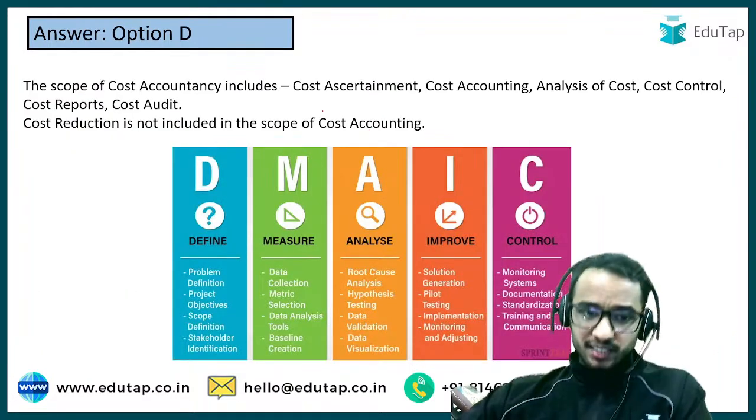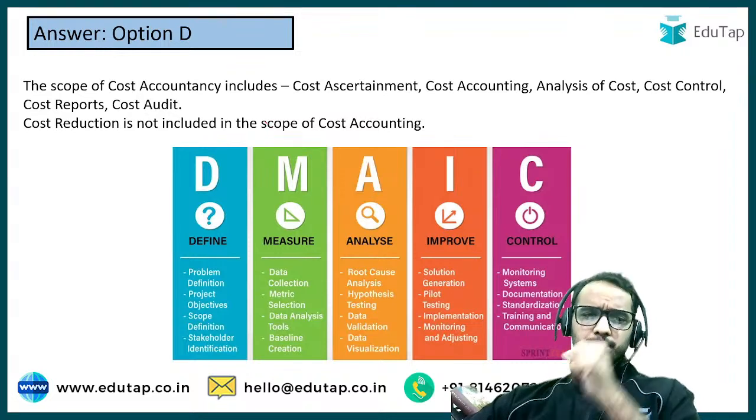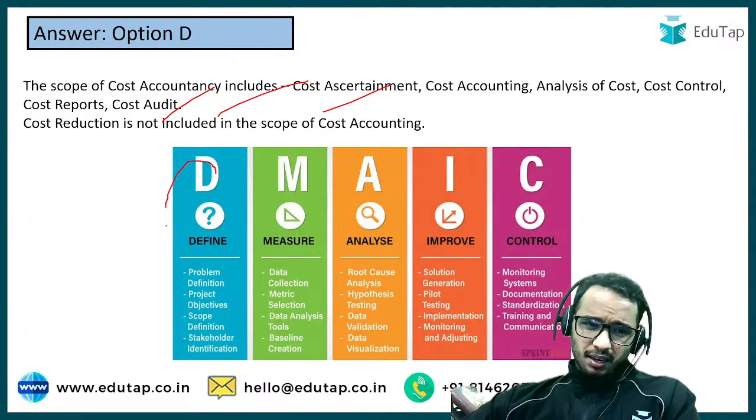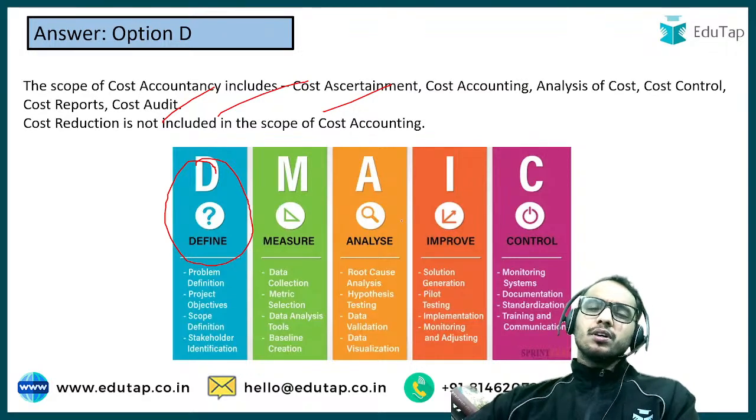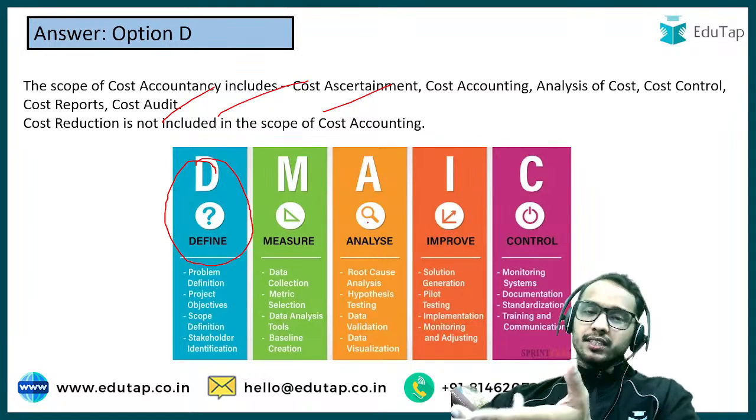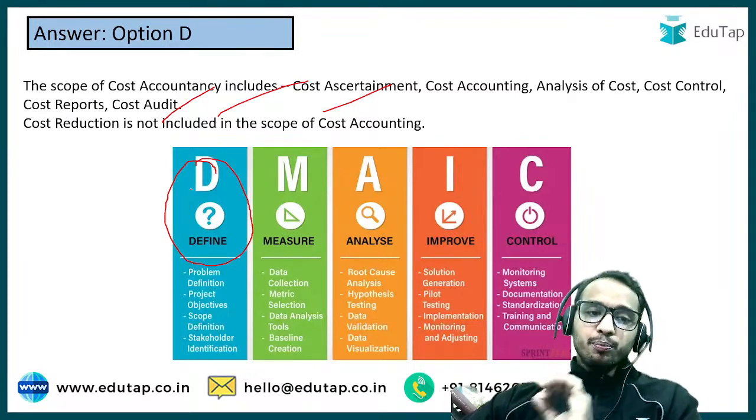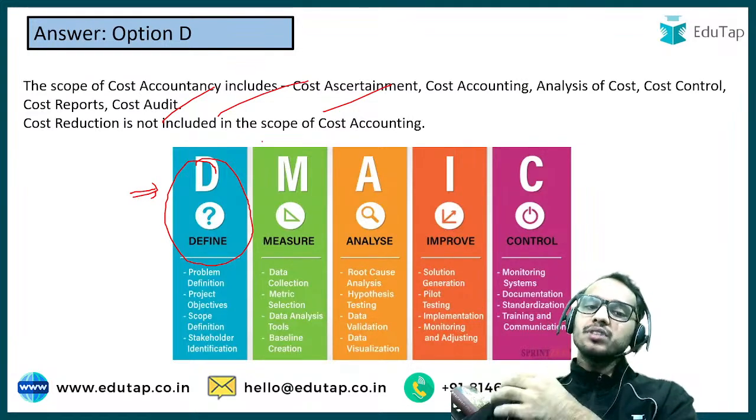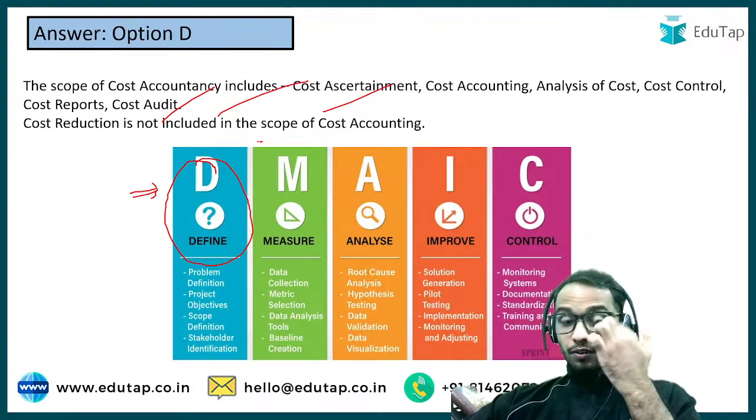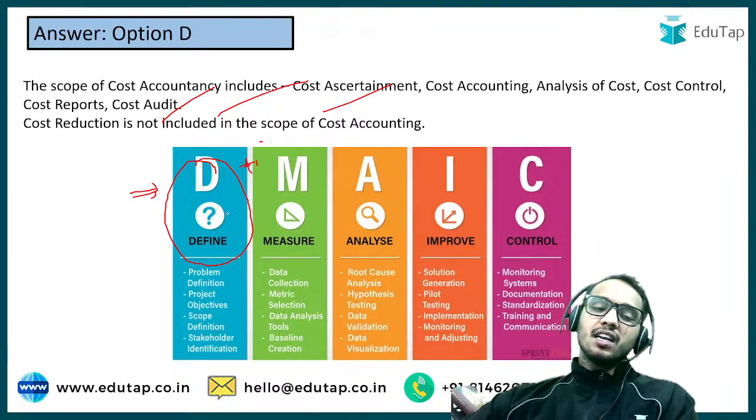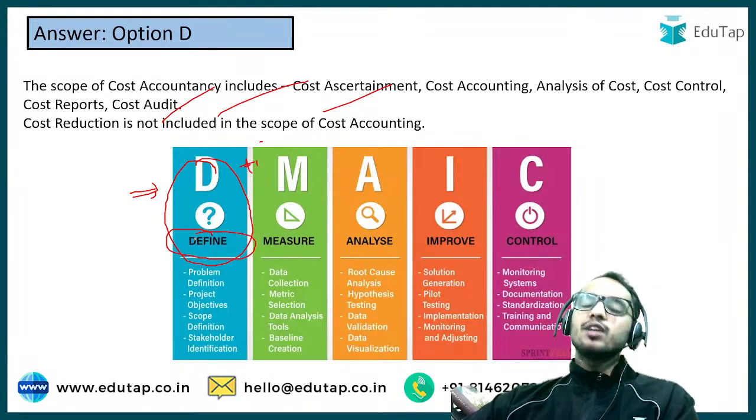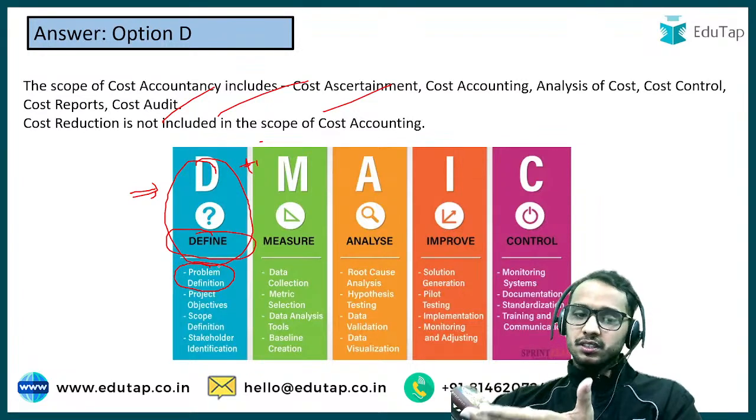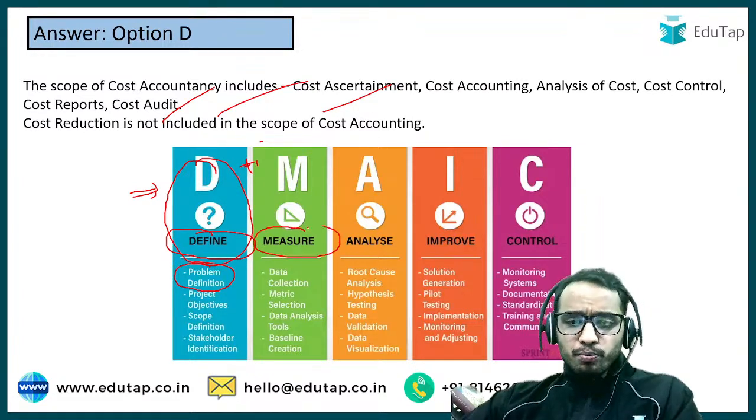Let's understand. DMAIC is basically to improve your existing process. Please understand this. To improve existing processes, companies or firms use DMAIC. How? First of all, D signifies defining the problem. So first you are going to define the problem. What is the existing problem in the process? Then you are going to measure it.